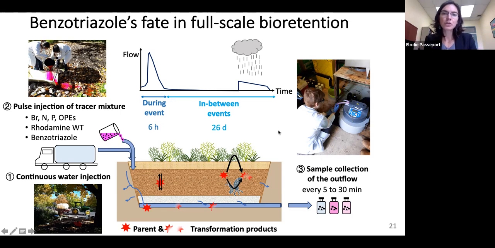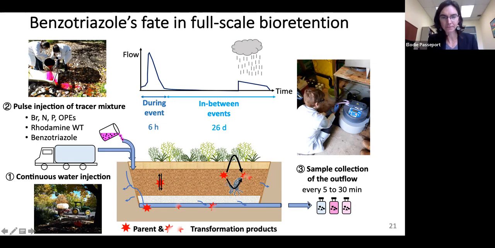And so to do this, we left all our sampling equipment ready to collect effluent samples from the bioretention cell during the next natural rain event. And that happened about 26 days after our tracer test. So in this experiment, we collected soil samples before and after the tracer test, but I'm not really going to show this today.